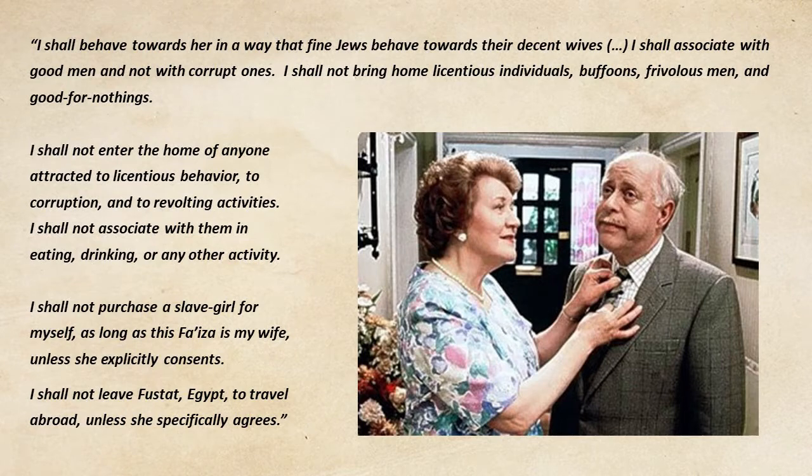I shall not purchase a slave girl for myself. And that's what rich people would do. They would basically buy a young sex slave. I mean, it's amazing. This just pops out of this document, and how people owned people. And that was normal in those days. You see it all over.